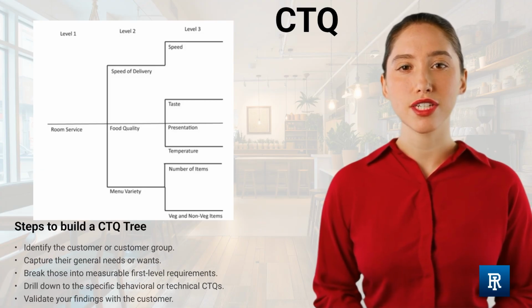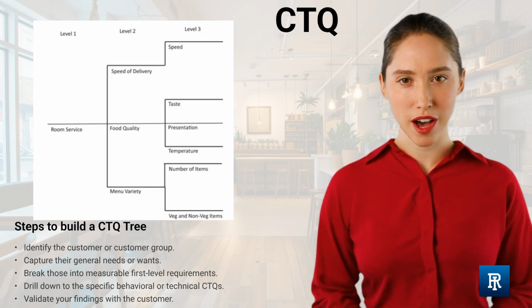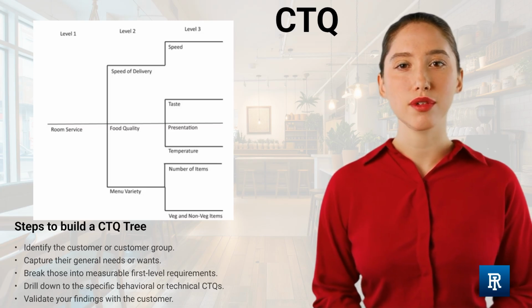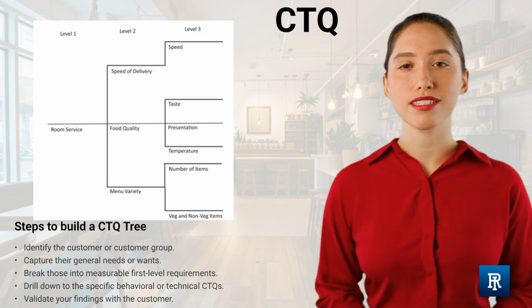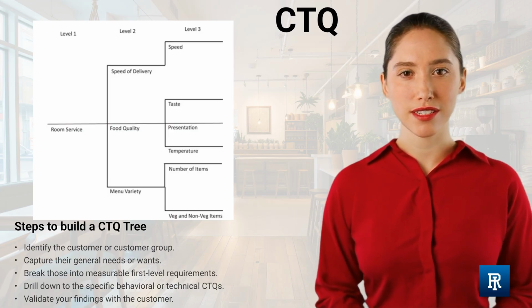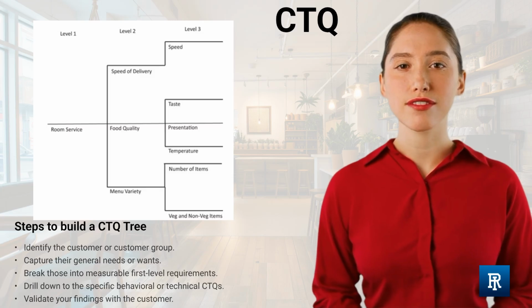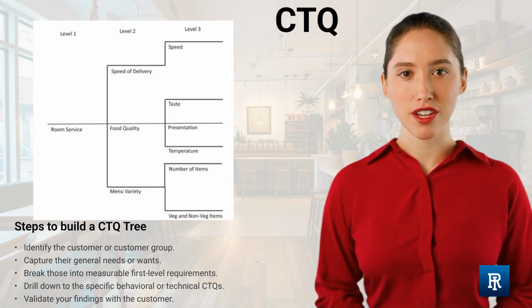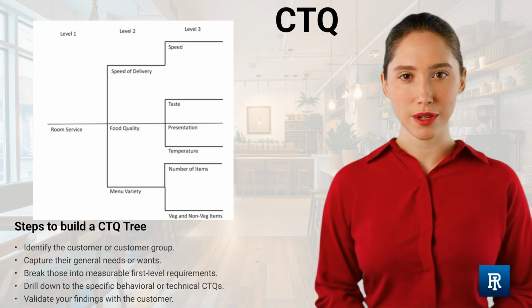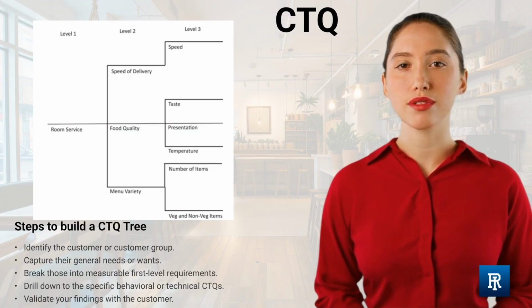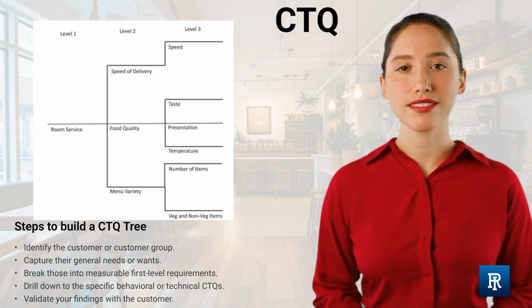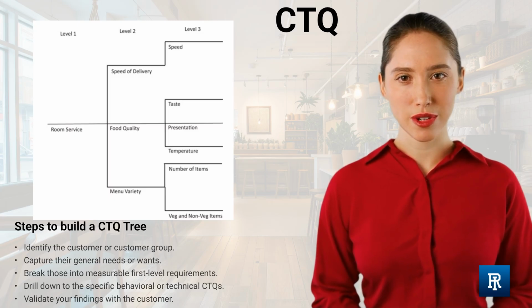Steps to build a CTQ tree are: identify the customer or customer group, capture their general needs or wants, break those into measurable first-level requirements, drill down to the specific behavioral or technical CTQs, and validate your findings with the customer. To sum up, CTQ trees bridge the gap between abstract desires and practical design or service criteria.